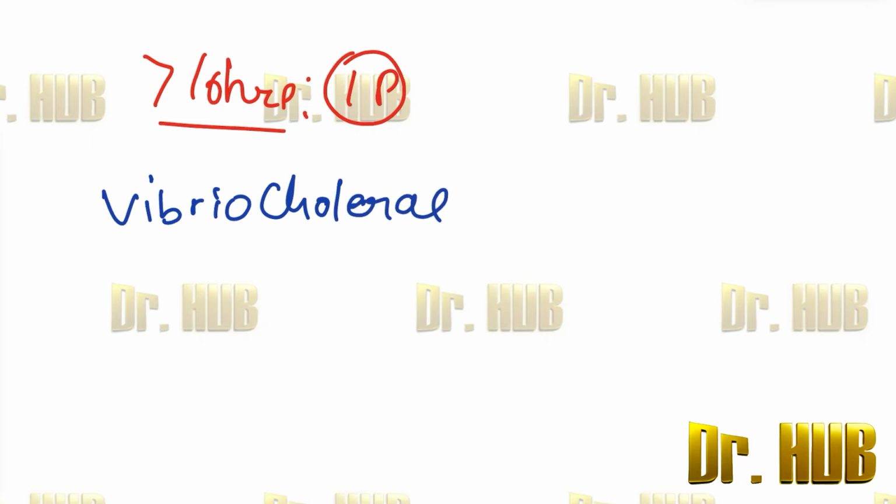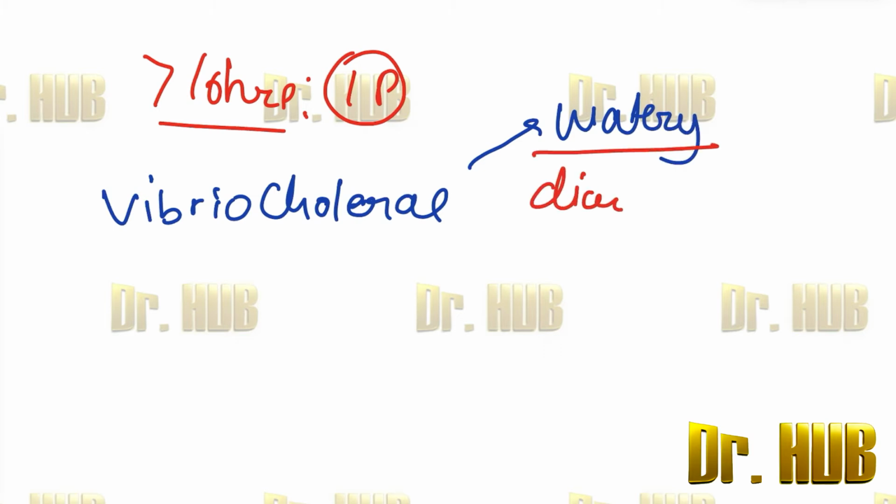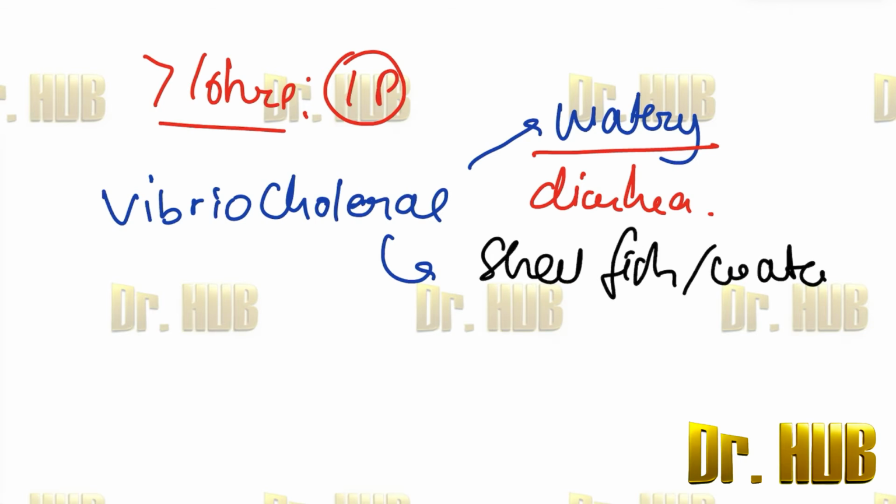Next, moving on to greater than 16 hours. This is where the maximum number of organisms play a role. When you're looking at an incubation period greater than 16 hours, the first one will be Vibrio cholerae, a very important one. This organism presents with very distinctive watery diarrhea. The source includes shellfish, and it can also be due to water.